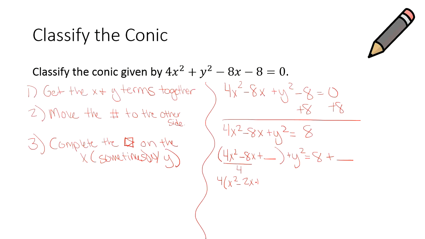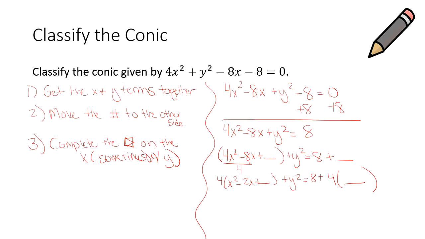So I'm going to have this plus blank plus y squared equals 8 plus, now notice, I took a 4 out. So since I took the 4 out, I'm going to actually have 4 times my blank, whatever I took out, because ultimately there was a 4 sitting out there.